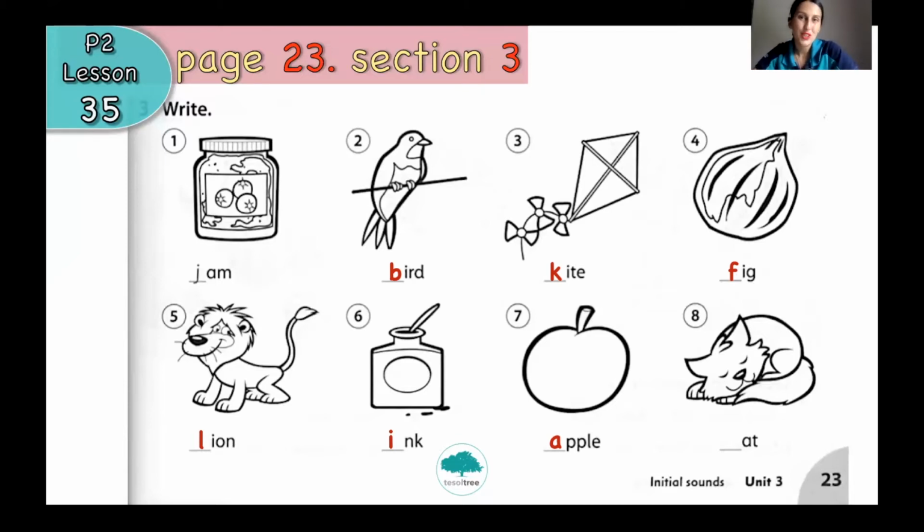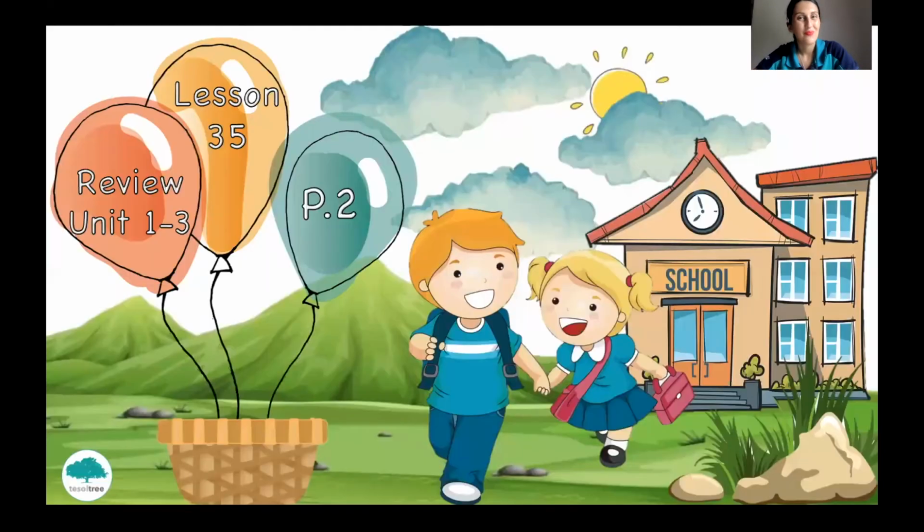And our last picture, picture number 8. What is this? Who is sleeping during the lesson? This is a cat. So the beginning letter and the missing letter is letter C. Please check your answers, P2. I hope you have no mistakes. If you have a mistake, use your eraser and correct yourself. Thank you so much for your homework. And now we can continue our lesson.